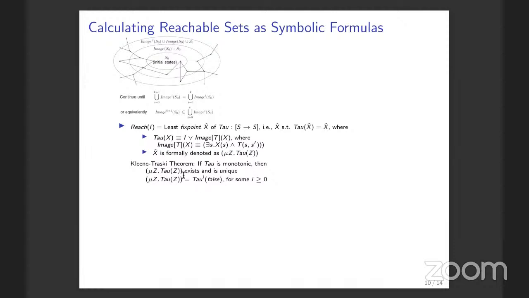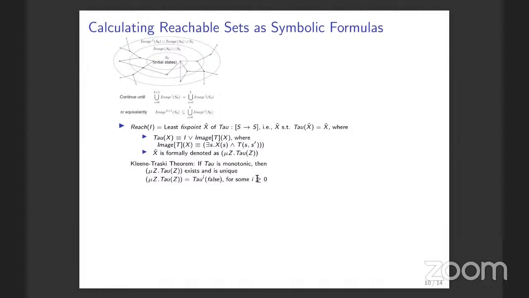So the Kleene-Tarski theorem states that as long as tau is monotonic, the least fixed point exists. There is an infinite version of this as well; the finite version is the way I've stated here. In the finite version, if tau is monotonic, the least fixed point is guaranteed to exist and be unique, and this computation of the limit of tau will terminate after a finite number of iterations.